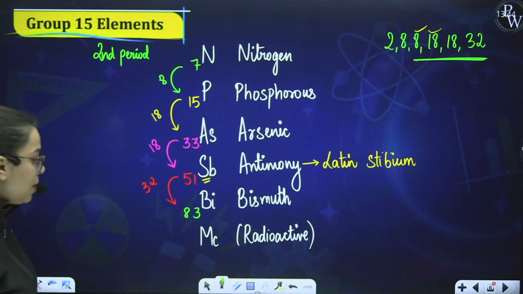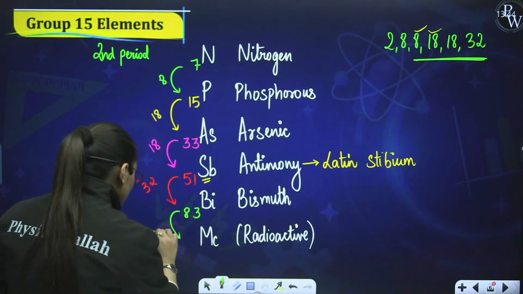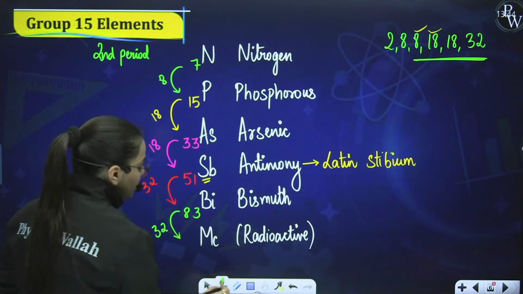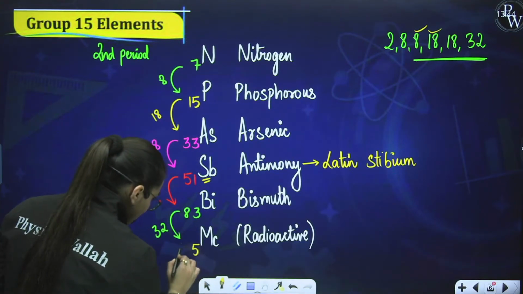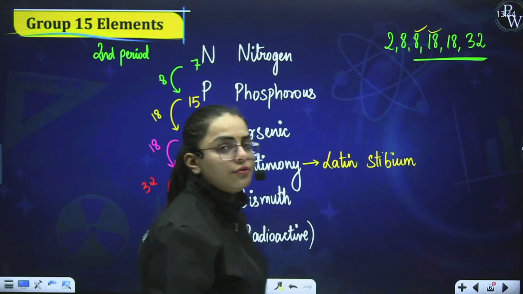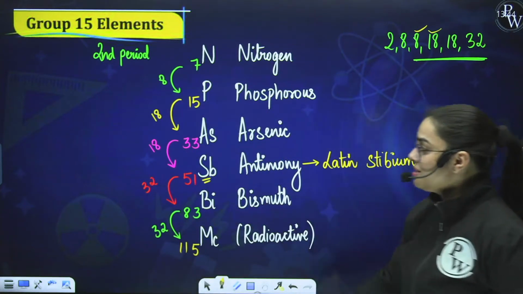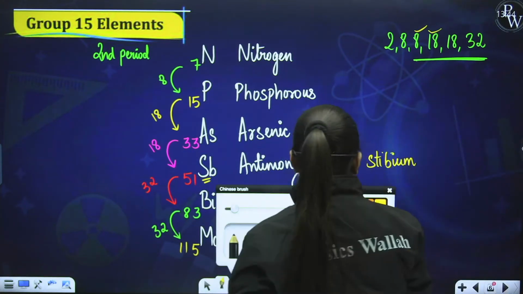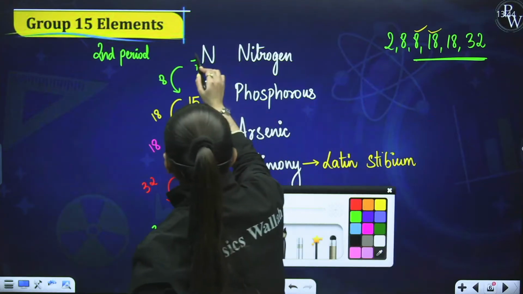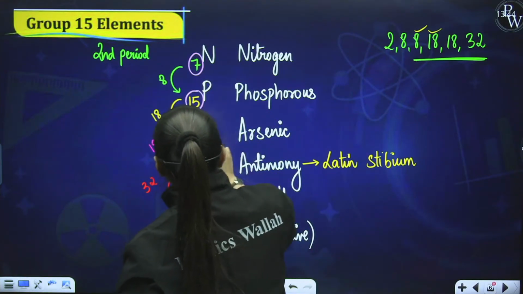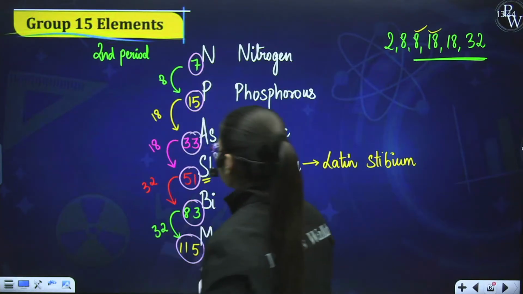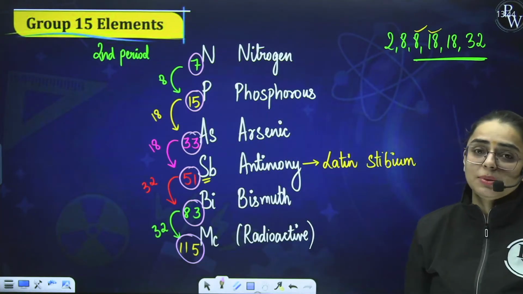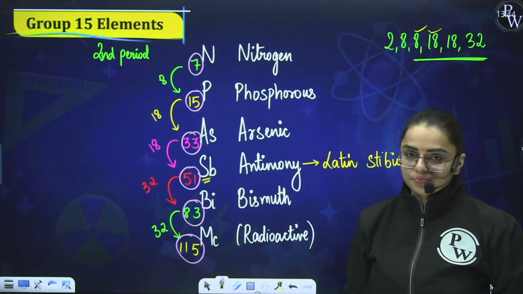Now next step is, again I am going to add 32. So what will be the atomic number over here when I add this? It becomes 115. Is it clear to you? So what are the atomic numbers? Let us represent this with the purple color. This 7, 15, 33, 51, 83 and 115 are the atomic numbers of these particular elements. I guess this is now clear to you.